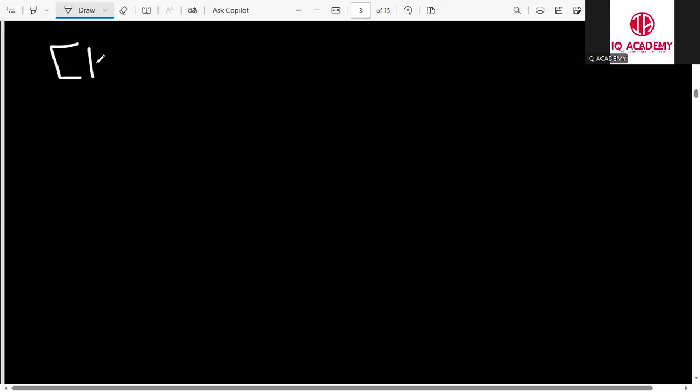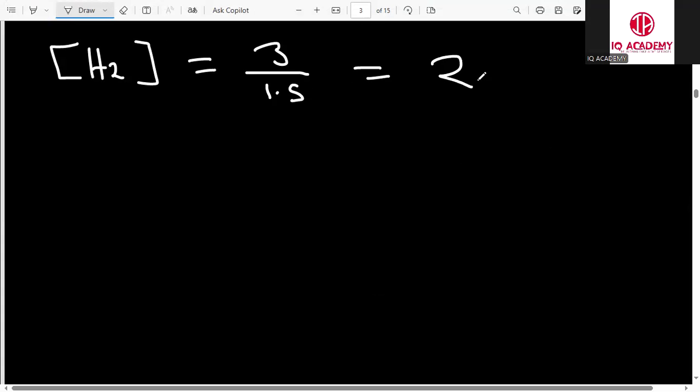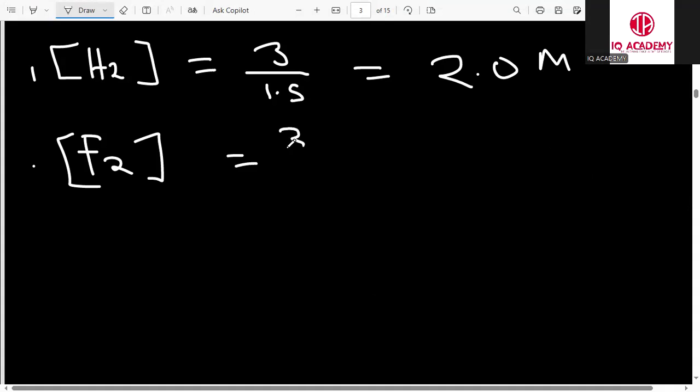So the concentration of hydrogen will be equal to the moles, which is 3 divided by the volume. So this will just be what? 2.0 molar. And then we calculate the concentration of the fluorine. So it will still be the same because it's 3 divided by 1.5. Okay, so all of them will just be 2.0 molar.